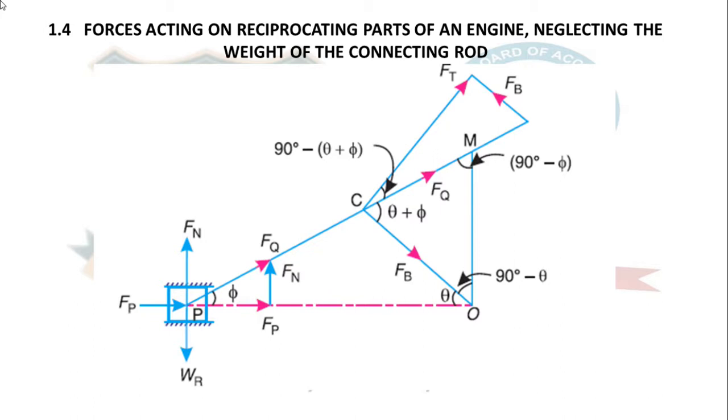If you see, there are a number of forces here. Fp is the gas pressure force, Fn is the normal reaction force given by the slider on the walls, Fq is another force that acts along the connecting rod length, and this Fq has two components, Ft, the crank pin effort, and Fb, the thrust on the bearings. W is the weight of the sliding parts. So let's look into this one by one. Don't worry if you are unable to remember everything I have said now.